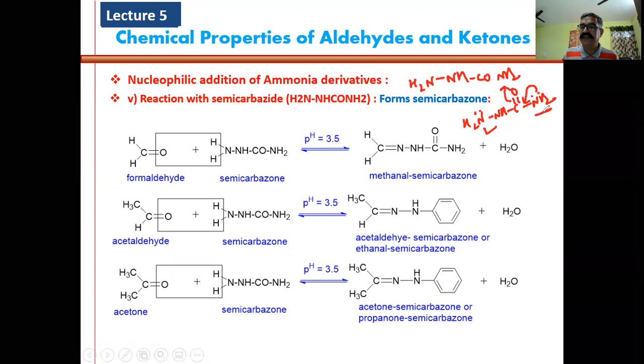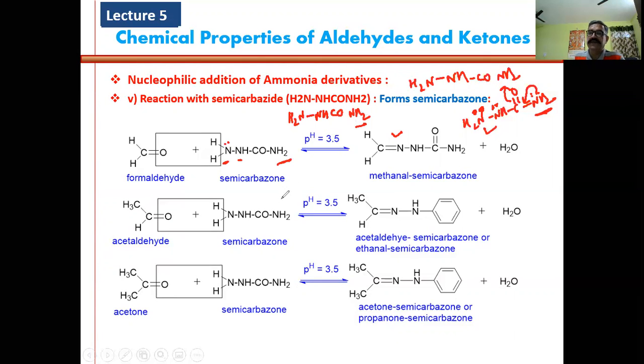If in the exam you write the reaction from the wrong side, you will be marked wrong. You must understand this. This NH2 lone pair is in resonance. It is not available for acting as a nucleophile. That is why we have written the reaction from the NH2 side. It can act as a nucleophile. Loss of water, and we get semicarbazone. Semicarbazide gives semicarbazone. Always write it like this: NH2, NH, CO, NH2.